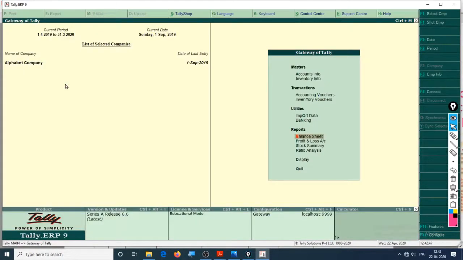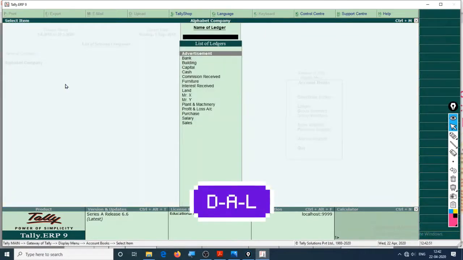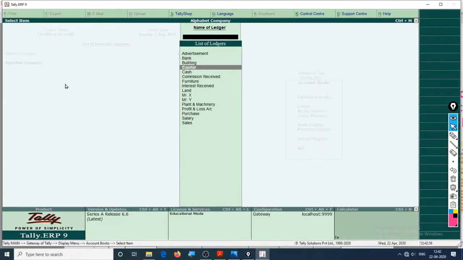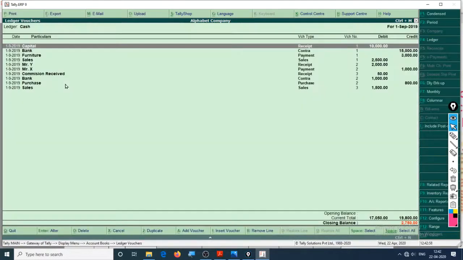Also I recommend you to check out each and every account, that is each and every ledger. Suppose let's check out cash. So these are all the entries in the cash account, and this is the cash ledger. You can create it as a T account, but this is how every accounting software creates it. For more simplicity, the first entry was receipt, then it was contra, payment, sales, receipt.